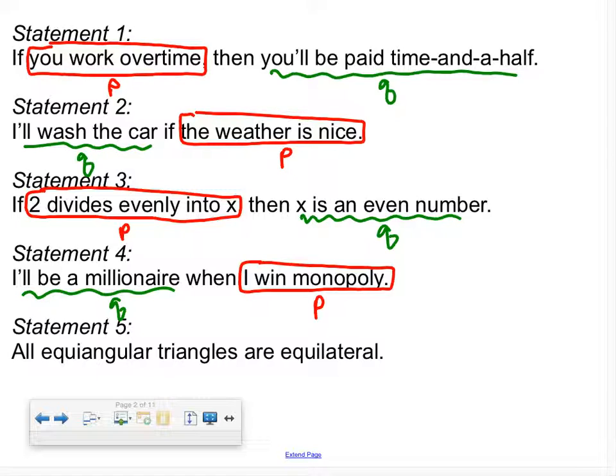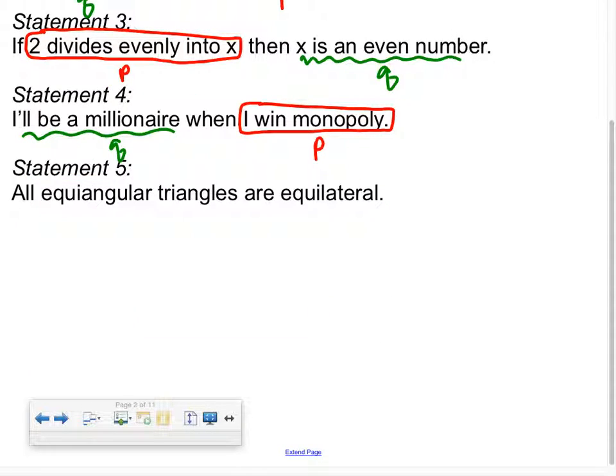What about this last statement? This one's a little trickier. All equiangular triangles are equilateral. There's no marker. There's no when. There's no if. There's no then. We'll learn a little bit more about these statements right now, but what I want you to try to gauge is, can you change it into an if-then statement? There are 2 parts here, and they're usually split by the verb. So the verb is are. So we've got 2 parts: equiangular triangles and equilateral triangles.